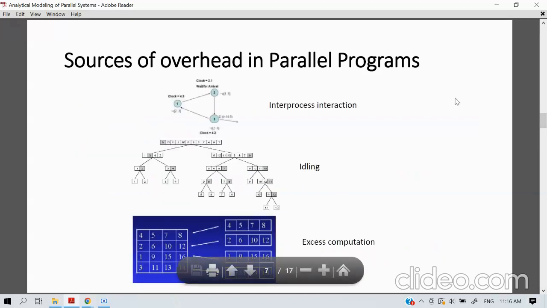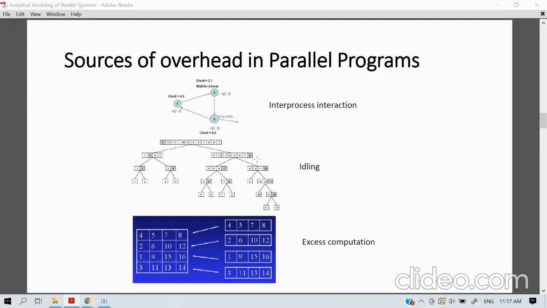So this is an example of inter-process interaction. Between node 1, node 2 and node 3 there is interaction among them, and this will affect the performance. Okay, idling. So why idling? Maybe they want to do some sorting, so they need to wait for another. They need to wait for the first level of the program to give the output for the next level.